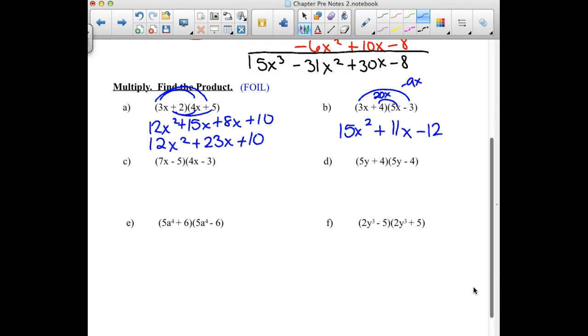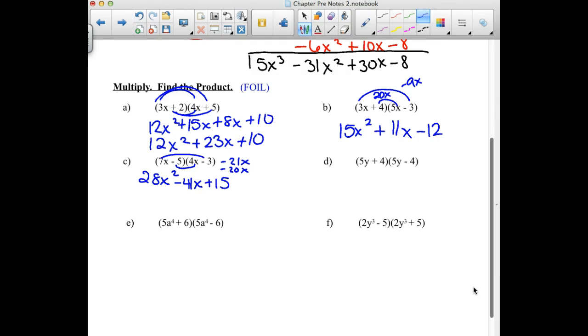For question C, we have 28x squared as our first term. Outsides gives us negative 21x. Insides negative 20x, which adds up to negative 41x. And then our last term, a negative 5 times a negative 3, is a positive 15.